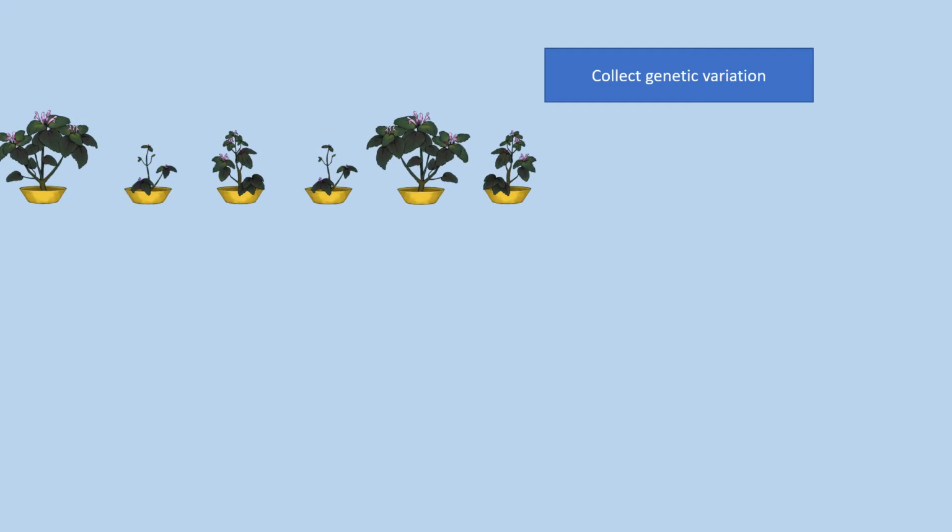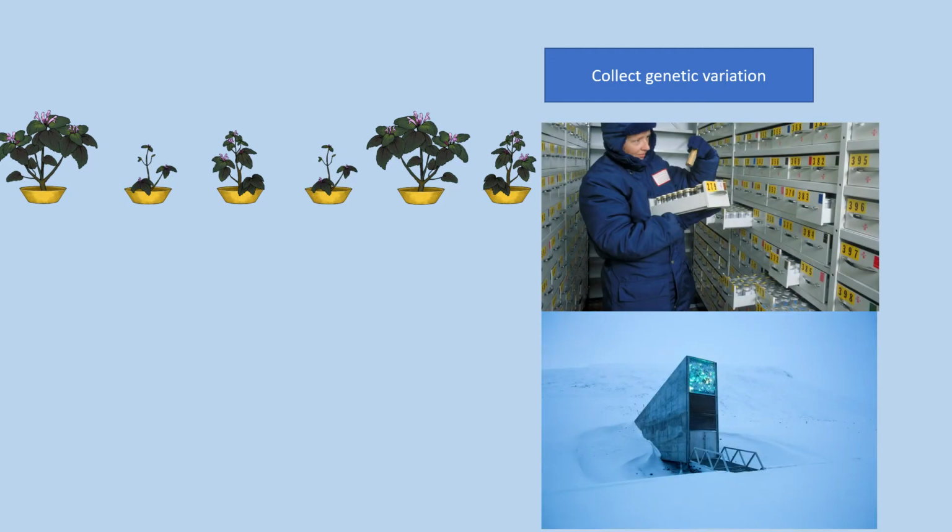The first step is to collect or otherwise dispose of sufficient genetic variation to work with. This can be as simple as having a genetically diverse population in the field. These days, however, plant breeders dispose not only of the variation in the field, but also have access to seed banks and germplasm collections in which thousands of plant genotypes are stored from all around the world.